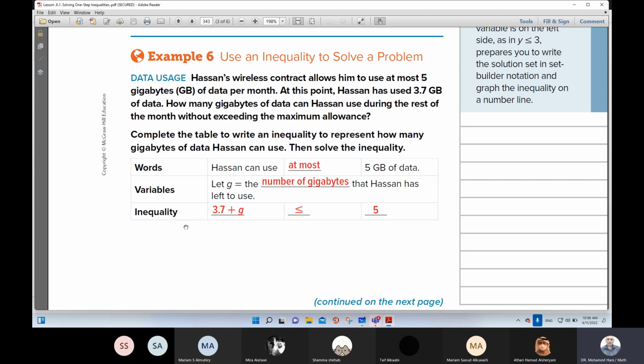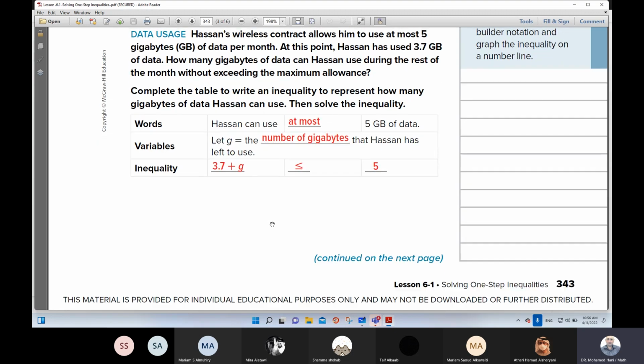Inequality. How to write the inequality? Hassan used 3.7 plus the remaining gigabytes, G, and at most means less than or equal to 5. So this is the inequality. Now we want to solve this inequality.